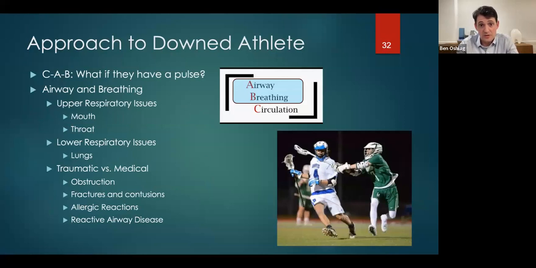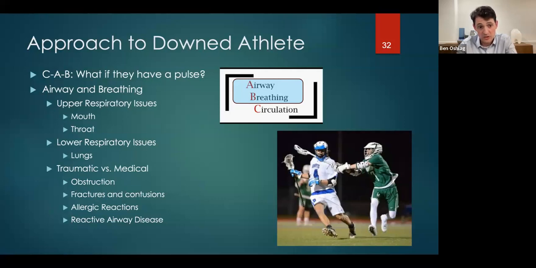So we'll continue on with our down collapsed athlete, looking at ABCs, airway and breathing. Is this a respiratory issue? I've sort of broken respiratory issues down into upper respiratory and lower respiratory. Is this a mouth or a throat issue? Is there an obstruction? Did someone take a lacrosse stick to the larynx? Do they have some sort of fracture or contusion? Do you need to manage their airway?